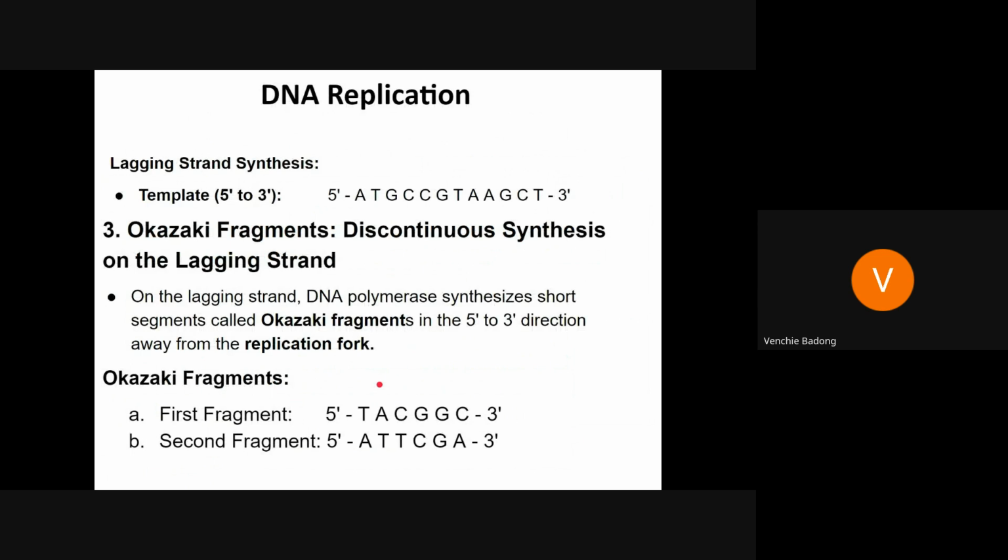Now, in the lagging strand, it is a discontinuous process. So, if this is your template, you can cut that into half, giving you a first fragment, and you have the second fragment known as the Okazaki fragment. The direction is always 5 prime going to 3 prime. Based on the base pairing, you have A to T, T to A, G to C, and C to G. That is the first fragment. And this is your second fragment, the Okazaki fragment during the process of replication.